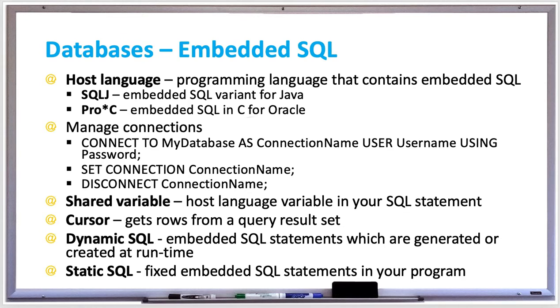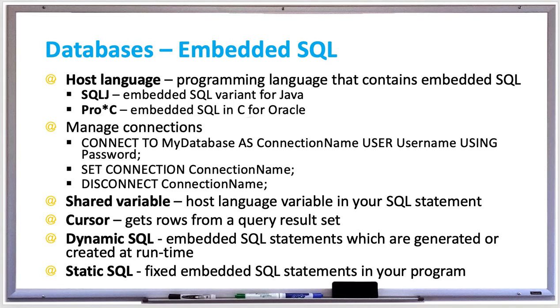The database name is typically a host name followed by a port number. Then there's SET CONNECTION connection_name, which sets the active database to the connection name. You can have many connections, but only one active one at a time. And then there's DISCONNECT connection_name, which closes the database connection, releasing all resources.